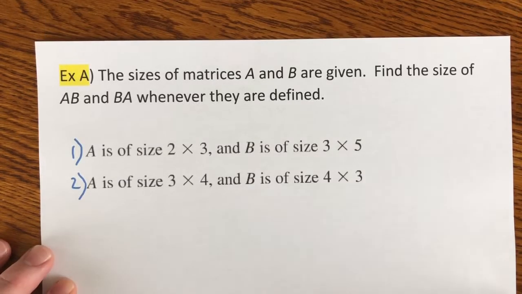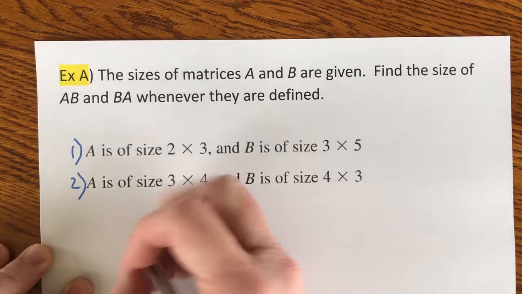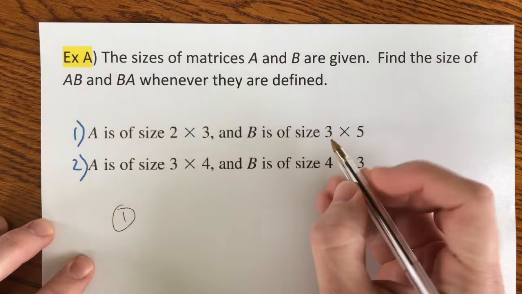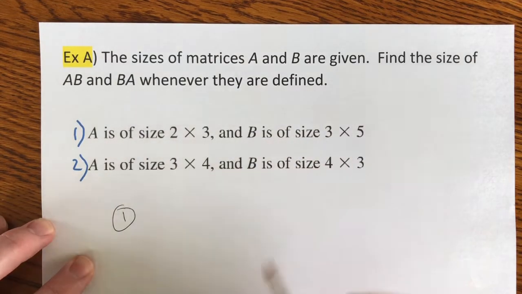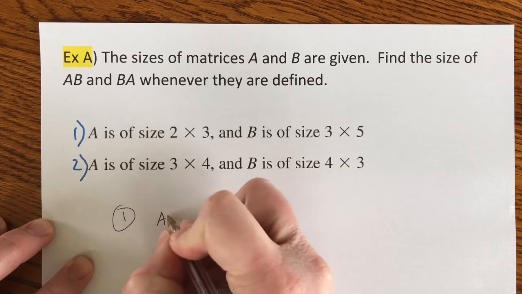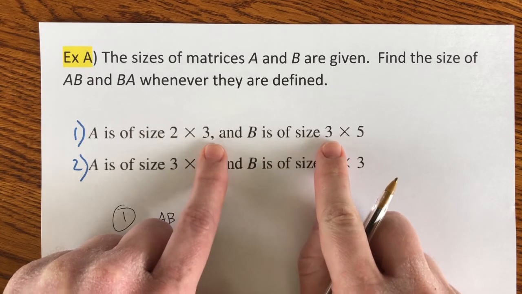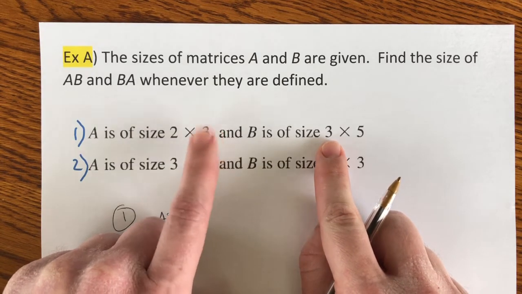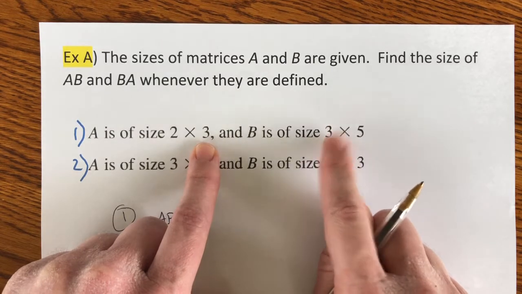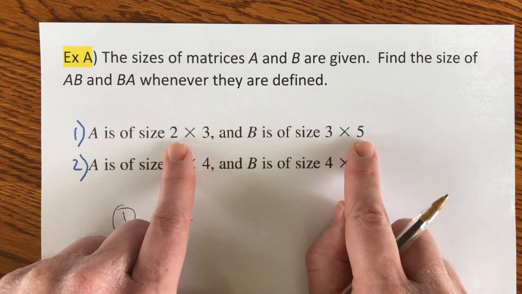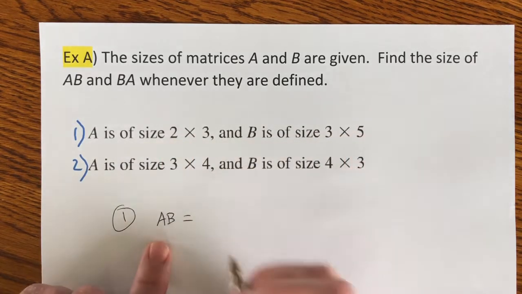So in example A, all we're trying to do is determine whether or not we are able to come up with a product of A and B. In number one, we have a 2 by 3 for matrix A, and the size of matrix B is 3 by 5. Can we do AB? Yes, because these two interior values are the same. The number of columns in the first matrix must equal the number of rows in the second matrix, and that is true in this case. So the size of your new product matrix, AB, will be 2 by 5.